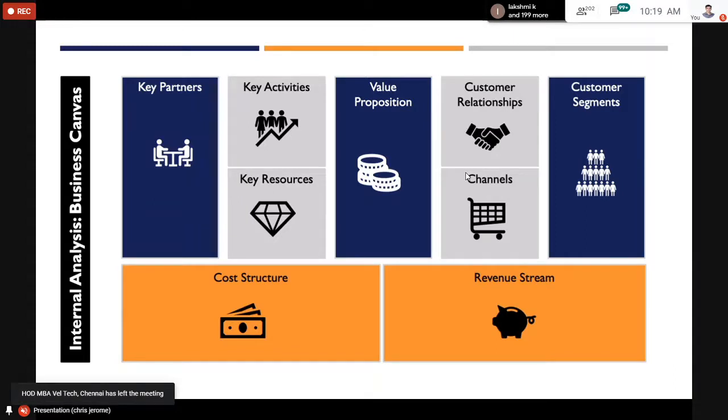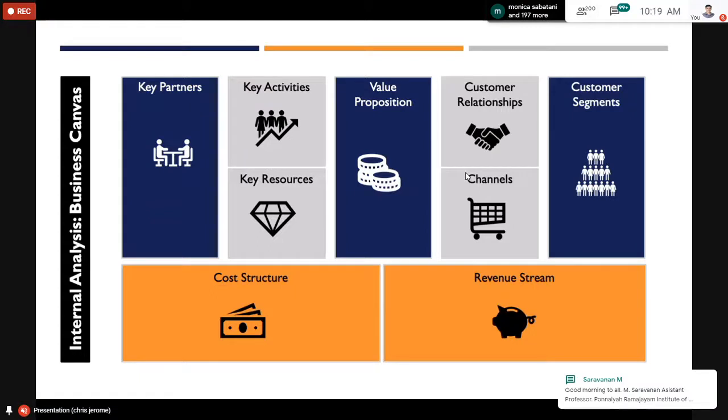And then breaking down the cost structure. What is driving cost for the company? And where is revenue coming from? So once you read the case and then you put your heads together and deconstruct the case using this business canvas, it becomes very easy to see where problems are, how they can be solved, what your strengths are, what your weaknesses are. Using a tool like this would really help with that.